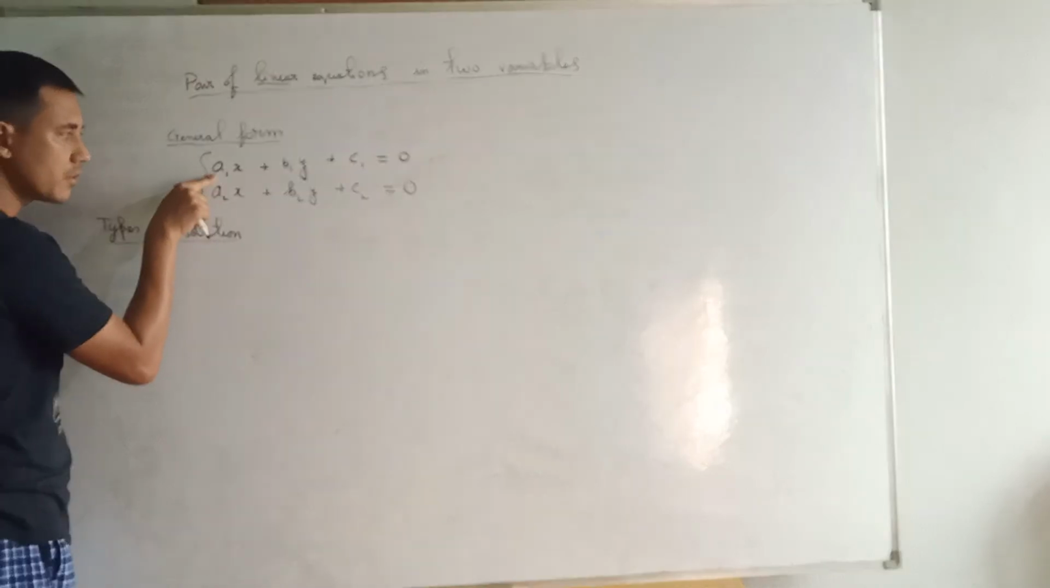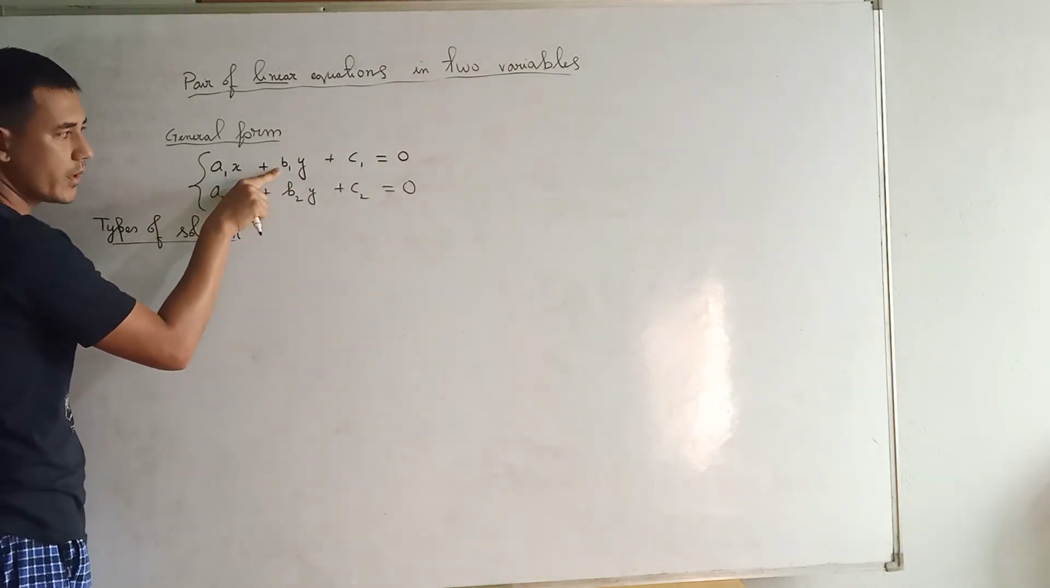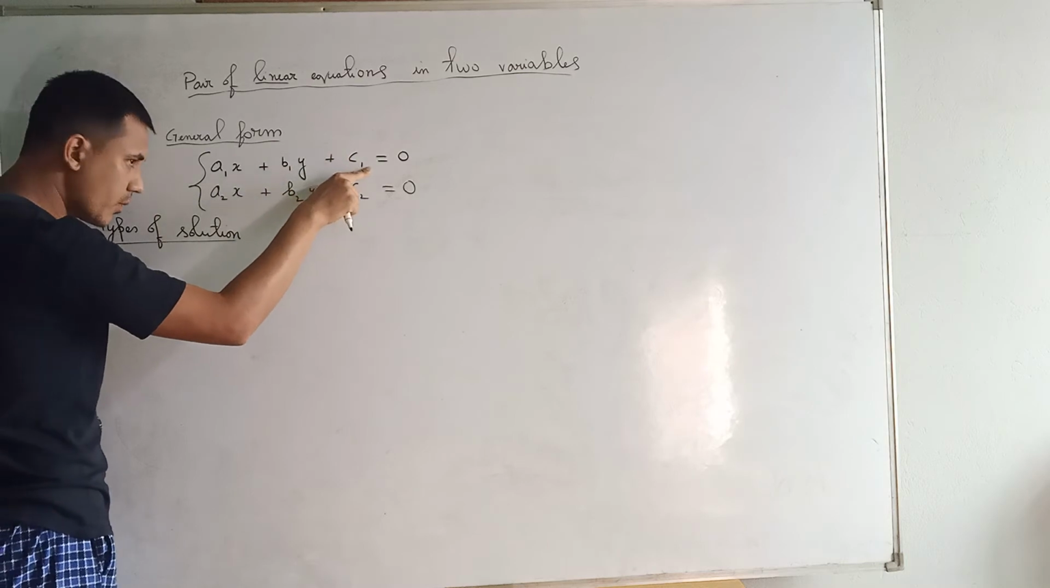What is this a1? Coefficient of x. What is this b1? Coefficient of y. c1 is your constant term.